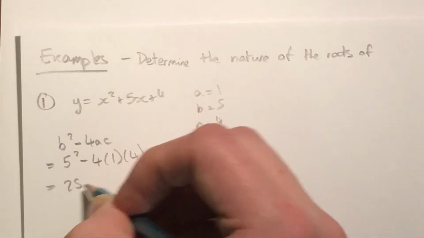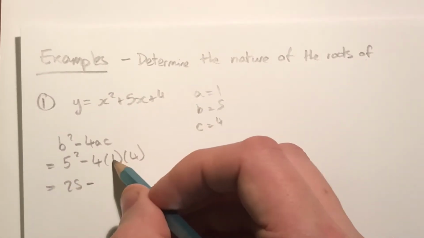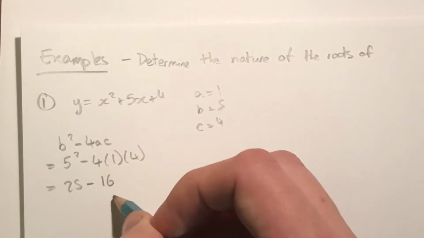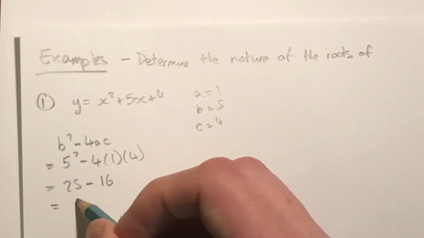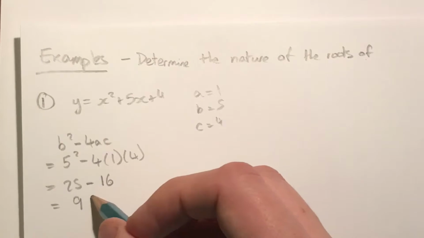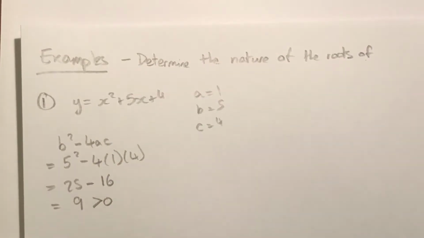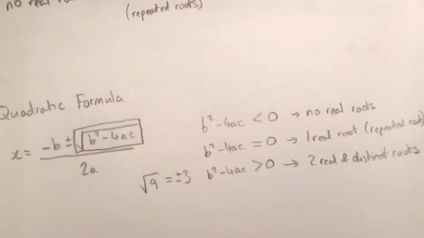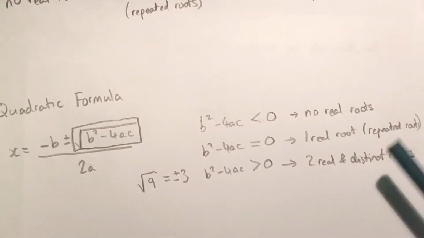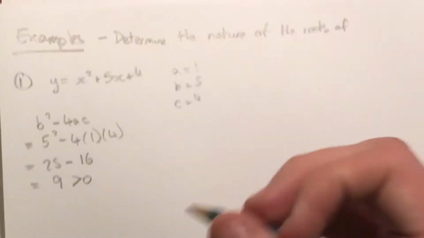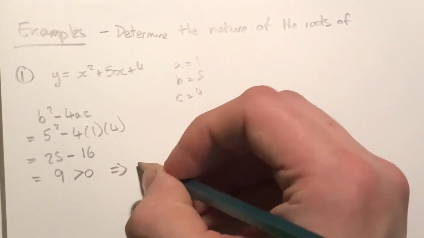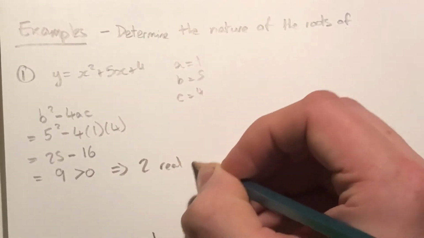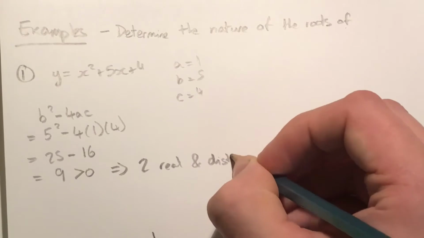5 squared being 25, minus 4 times 1 times 4 is 16. 25 minus 16 is 9. And we can see quite clearly that is greater than 0. So greater than 0, let's just double check that. If it is greater than 0, this is two real and distinct roots. So just to finish this off, therefore, two real and distinct roots.